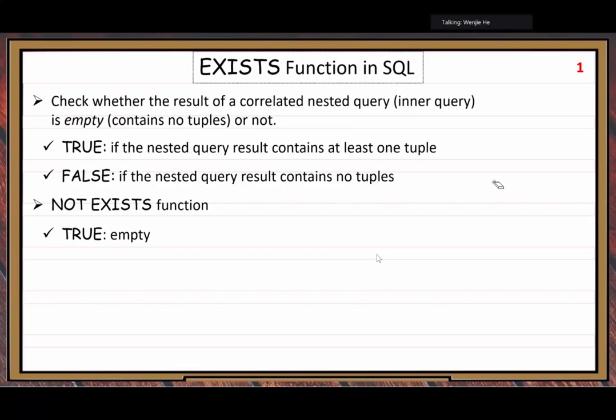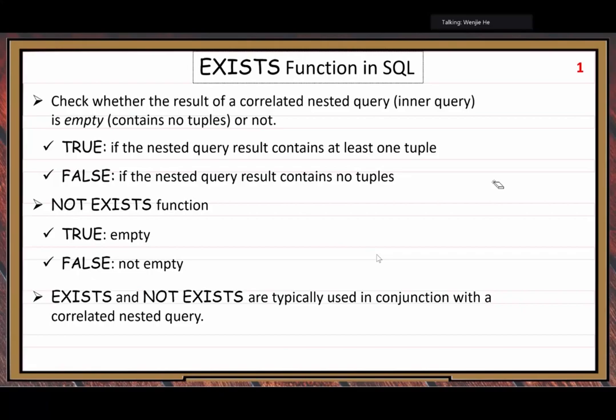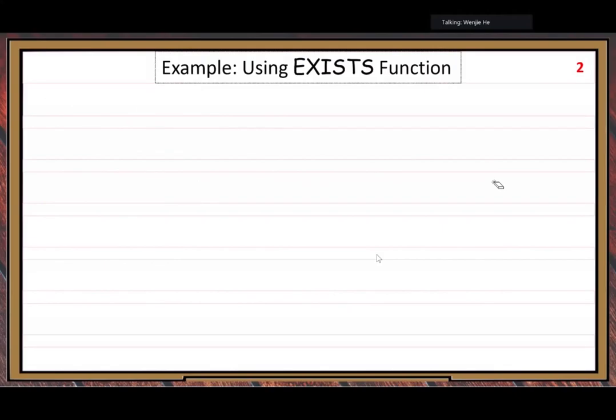So we want to select those rows that return an empty result. It is false if the result is not empty. So these are the two versions. Pretty simple, but could be very useful when used in conjunction with a correlated nested query, because all our complex queries are correlated nested queries. So this is one way we can do it.